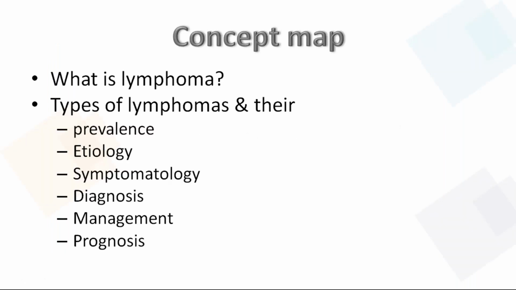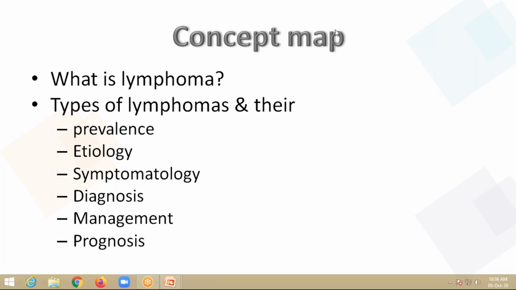So this is the concept map today. We are going to learn what are lymphomas and then the types of lymphomas. When we classify them into varieties of Hodgkin's and non-Hodgkin's, the prevalence of each and the etiology, as far as we know, how they present and how you can diagnose them, what are the management principles, and with and without management, how do they affect the body, the prognosis. So these are the general concepts about it.